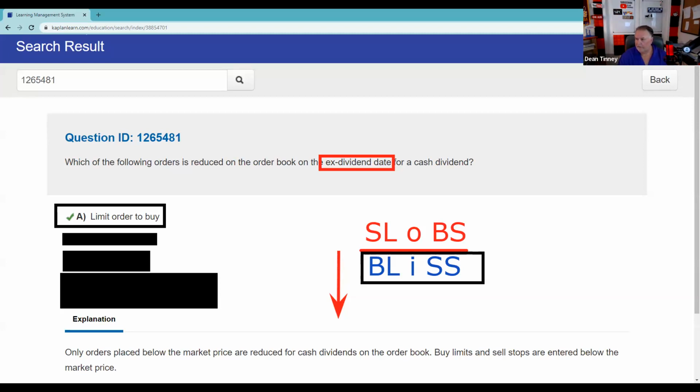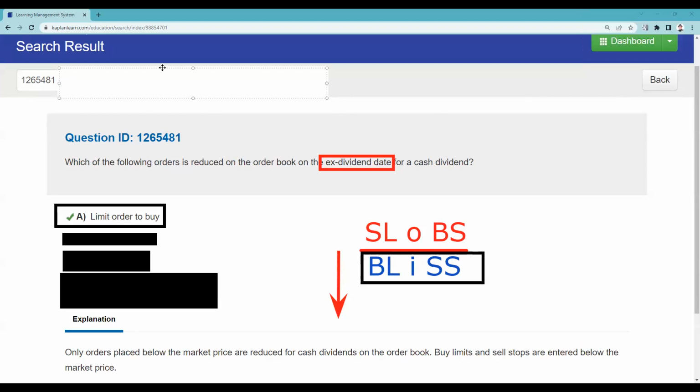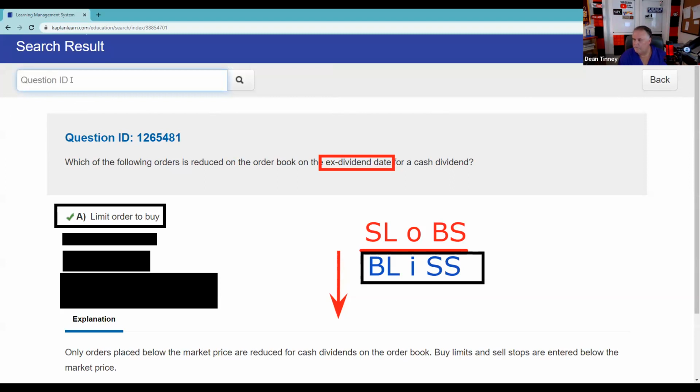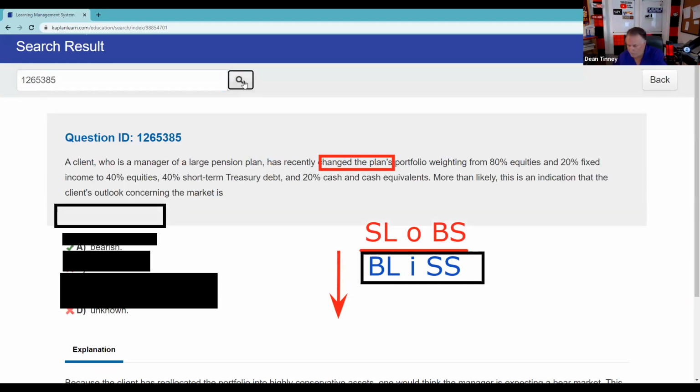All right, so we took care of the QIDs. Kaplan, here's another QID from Trish. Is this Series 7, Trish, this Kaplan QID? Yes. Okay, perfect. So let's put that one in here. This is 1265385. Sorry, I'll clean up my mess here on the slide in just a minute.